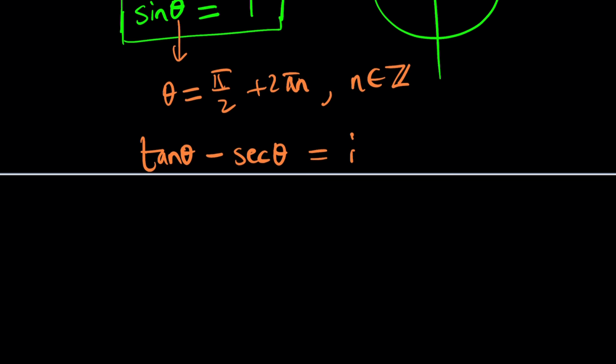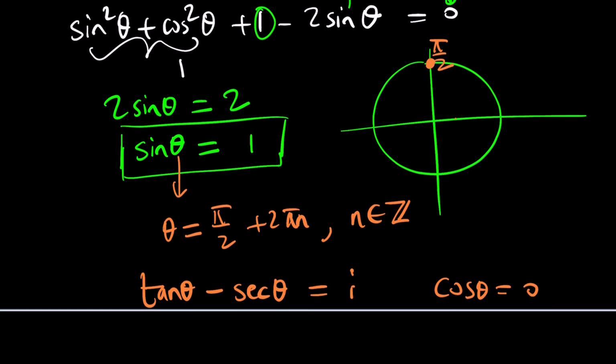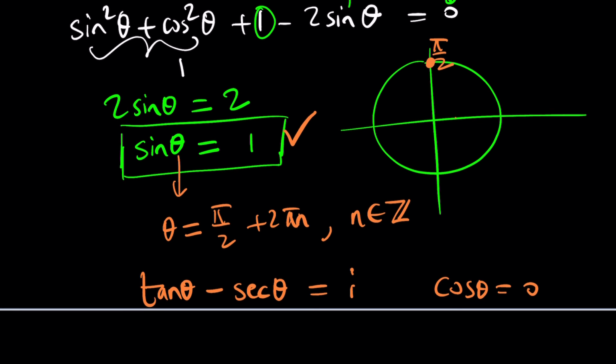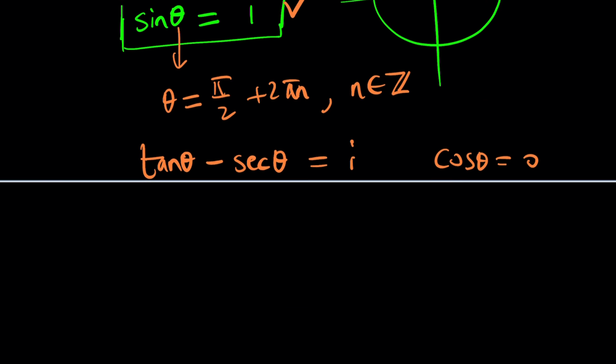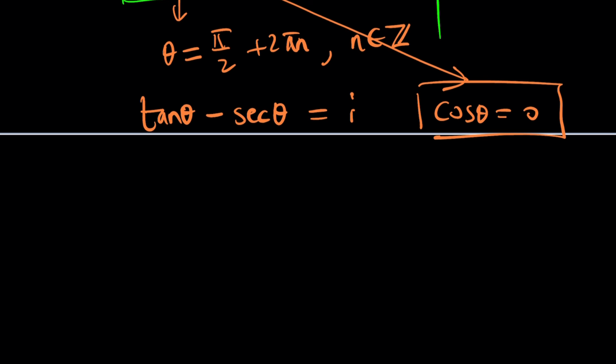The problem is, at pi over 2, cosine theta is 0. And obviously this makes sense, right? When sine theta is 1, sine squared plus cosine squared equals 1, which means cosine theta is equal to 0. That automatically follows. When cosine is 0, Houston, we have a problem, because remember again, tangent is sine over cosine, and secant is 1 over cosine, and they're both problematic.